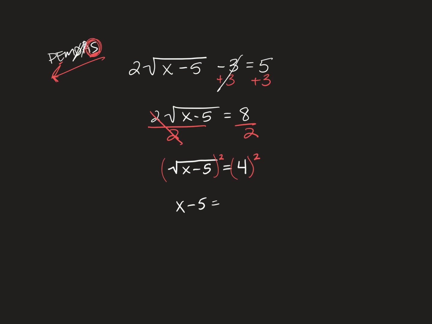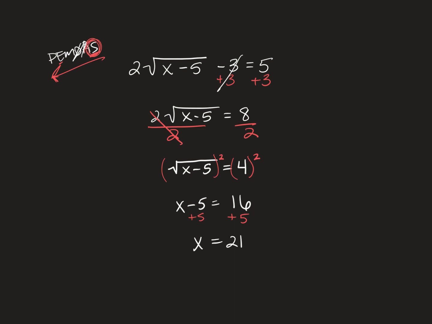There is a proof for that. You could do the box method and see how it doesn't change. But just know, for simplicity, do not change the inside of the radical. Let's go ahead and clean it up so there's not too much craziness going on. So 4 squared is 16. Now, we almost have x by itself. All I have to do is add 5 to both sides. We got x equals 21.